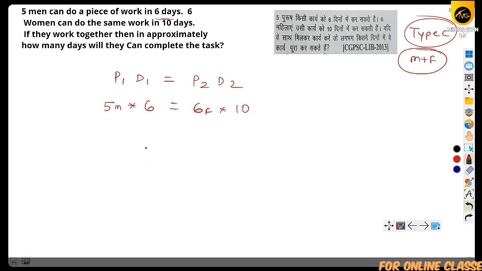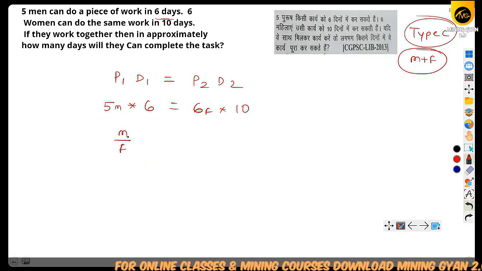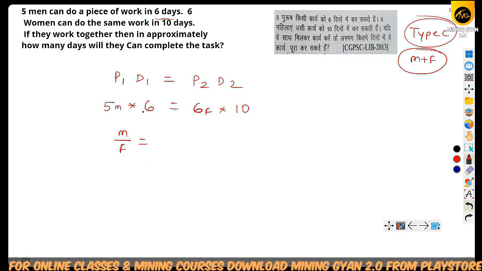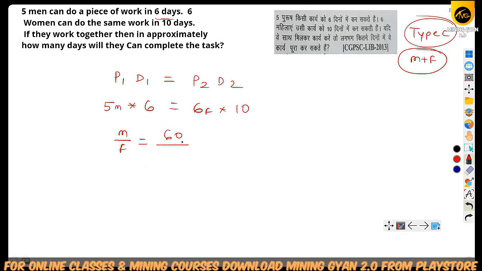Now we have to find out the ratio of male and female. So just find out the male female ratio. It will be m divided by f, the ratio of male to female, is equal to 60 divided by 30. So it will be 2. So basically we can write 2 divided by 1. That means the ratio of male to female is 2:1, right?